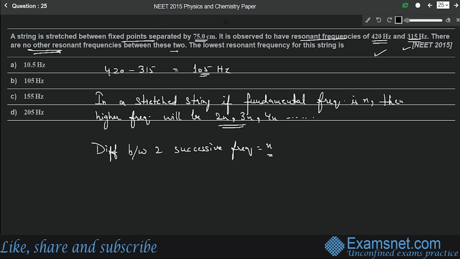And here we have seen that the difference of two successive frequencies is equal to 105 Hz. That means n is equal to 105 Hz. And we know that n is the fundamental frequency or the lowest resonant frequency. Other frequencies will be higher than it only, that means 2n, 3n, 4n. So 105 Hz, option B will be the correct answer.